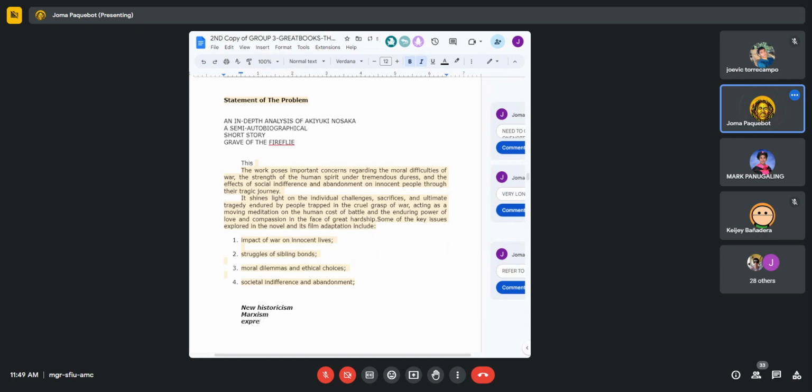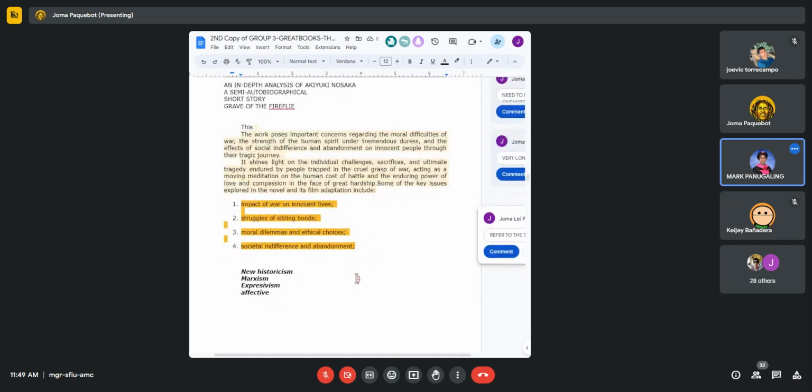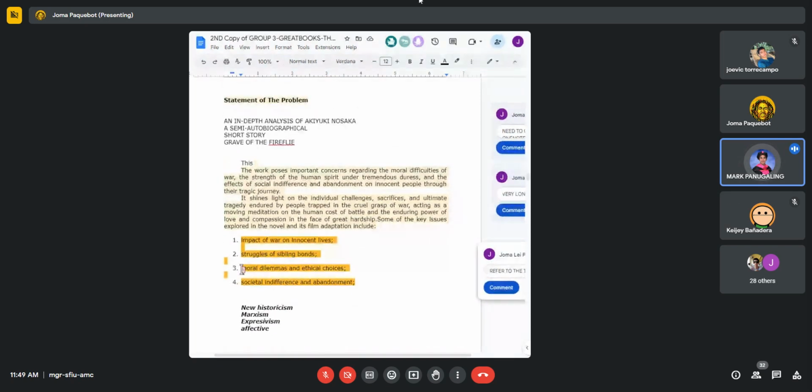Simple. So you have to specify your number three, moral dilemma and ethical choices, because this is still part of new historicism. Change the moral dilemma. How will you state that, please? Because your theory number three is expressivism. What is expressivism?